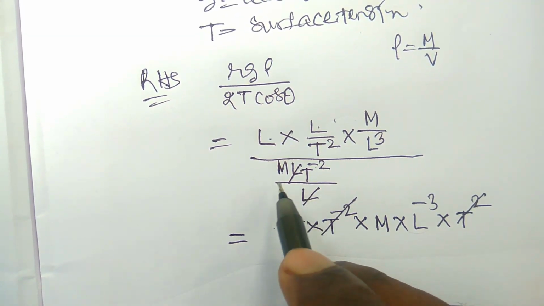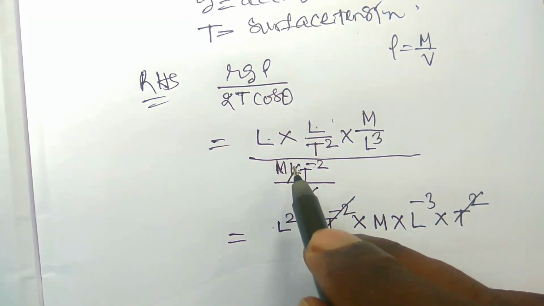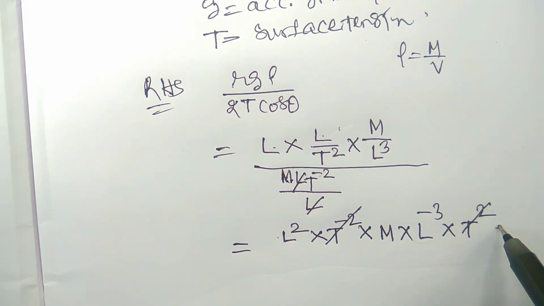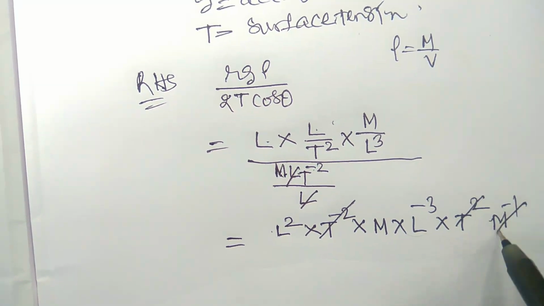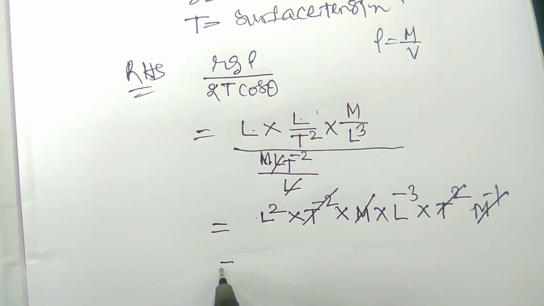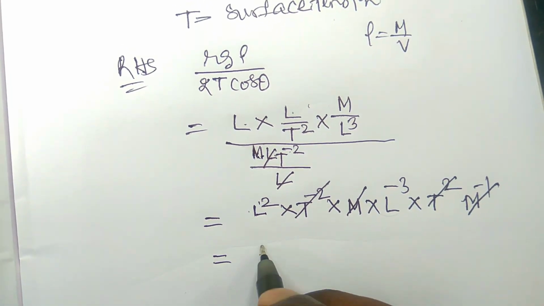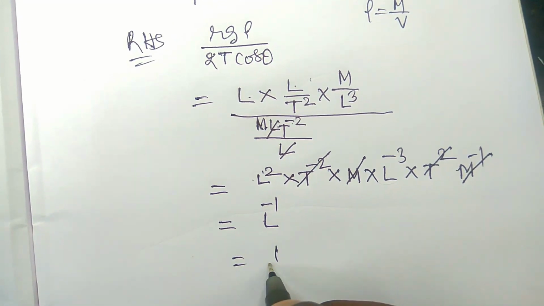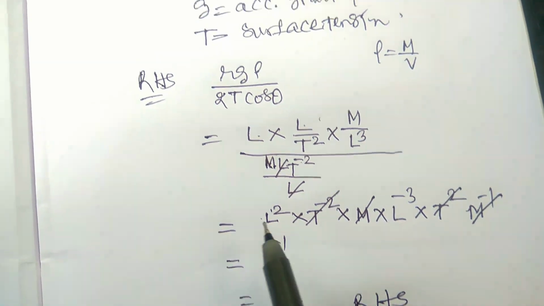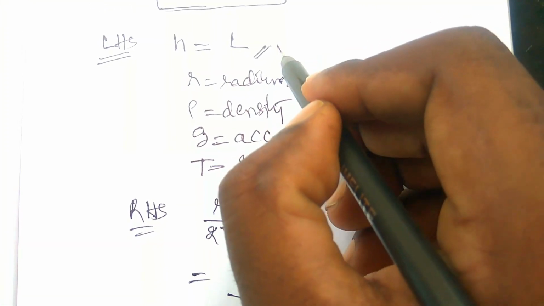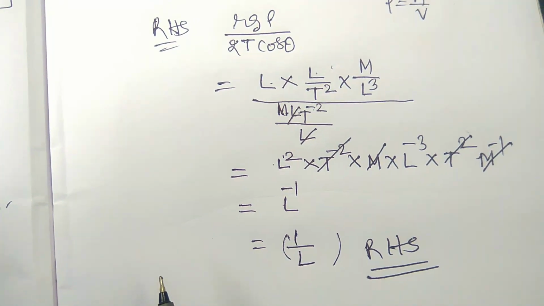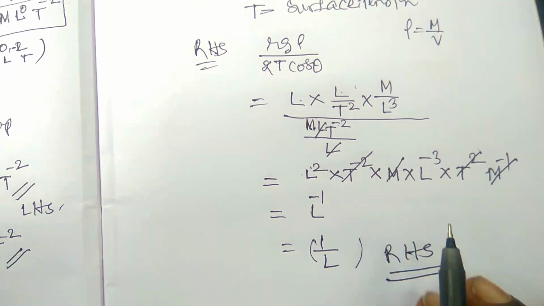Okay, and here this m and m will be cancelled out. So the remaining is L square and L power minus 3, L inverse, which is equal to 1 by L. So this is the RHS. So whether it is right or not: the LHS is only L, but the RHS has 1 by L. Okay, so this is wrong.